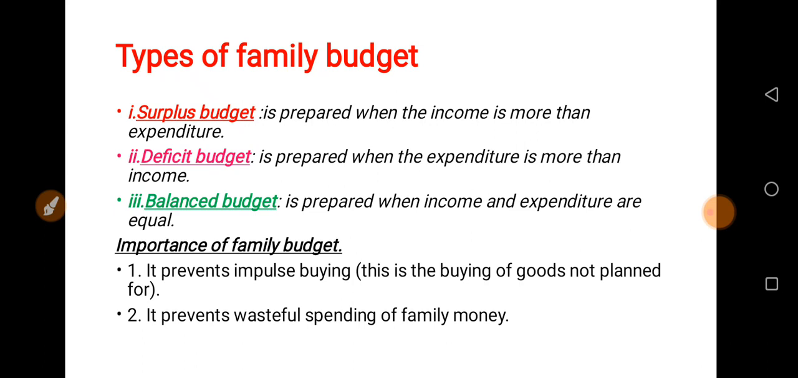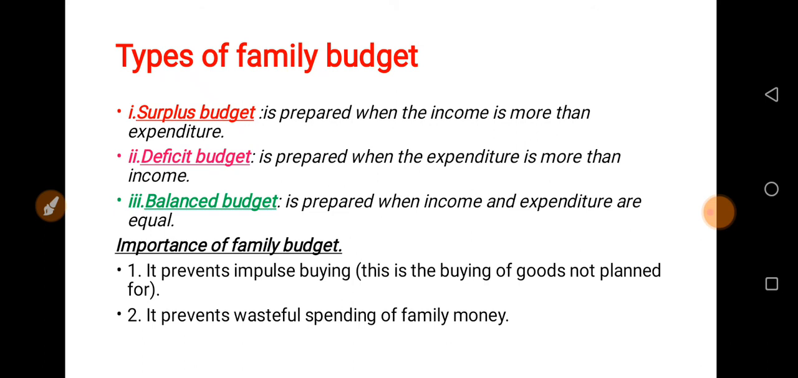Now, deficit budget is prepared when the expenditure is more than income. If you want to plan your family budget, you must not use that deficit budget, because you don't know how you will plan your expenditure that is more than your income. There's no how you can do that. Now, when you talk about balanced budget, it is prepared when income and expenditure are equal.